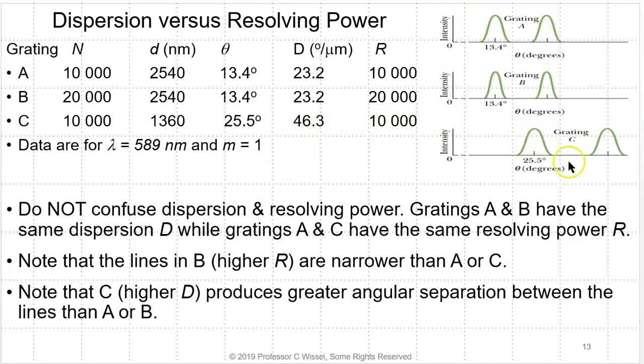Now here's some of the pictures they may have made. Now don't confuse dispersion and resolving power. Gratings A and B have the same dispersion D, while gratings A and C have the same resolving power R. Note that the lines in B, which has a higher R, are narrower and sharper than the lines in A or C. Note that C, which has the higher dispersion, has a greater angular separation between the lines than either A or B.